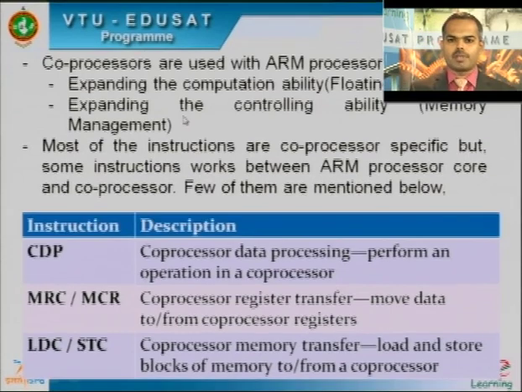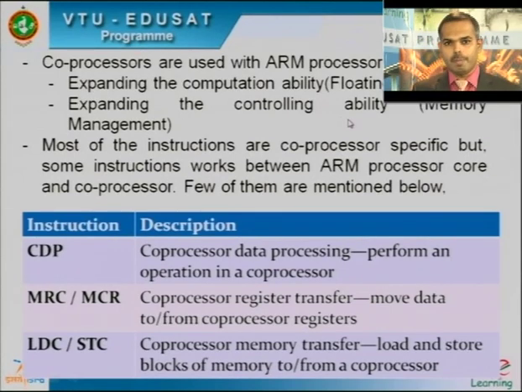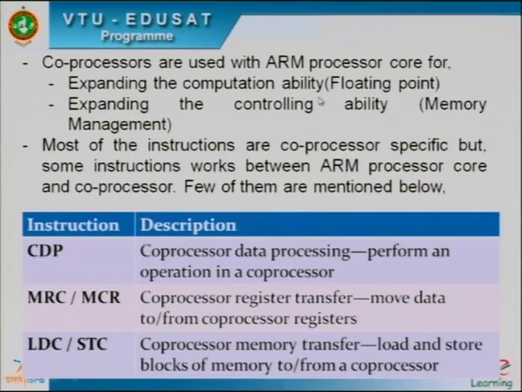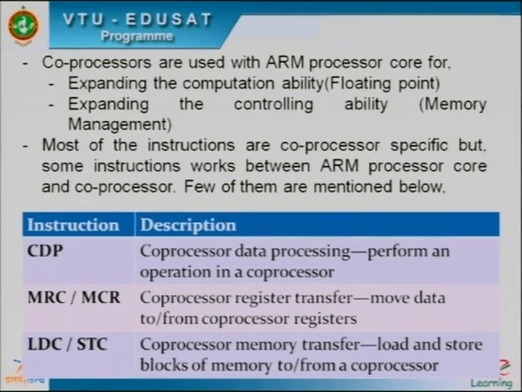There are also coprocessors for memory management. If the memory is expanded, if the cache or the RAM is expanded, then we need a memory management unit. For that we require a separate coprocessor which will handle these memory units. So coprocessors, in any processor for that matter, are required to extend the ability to compute or the ability to control.